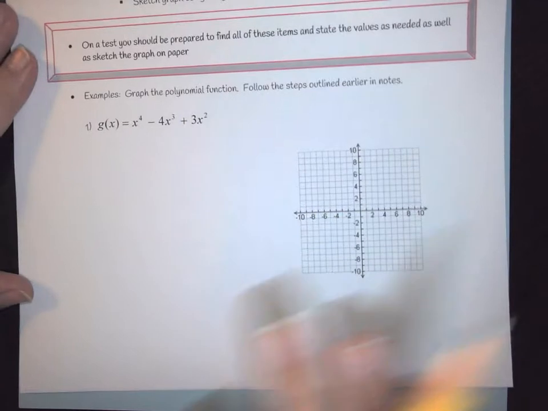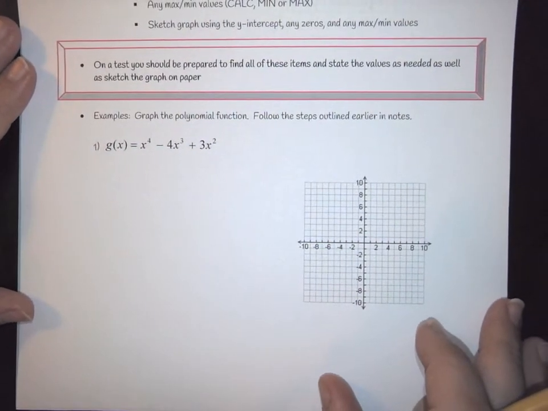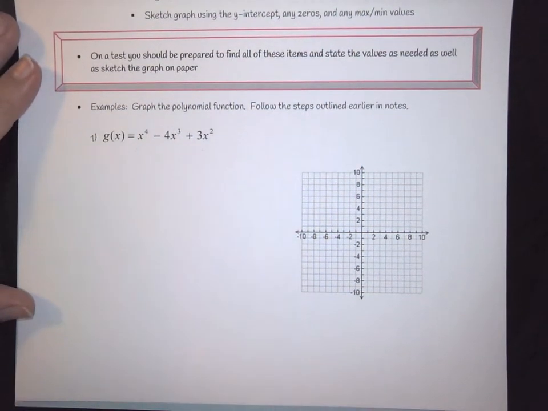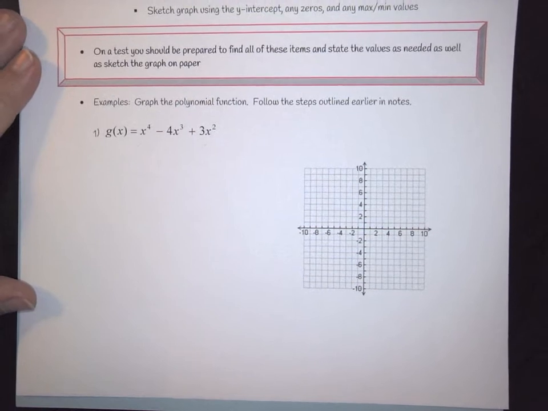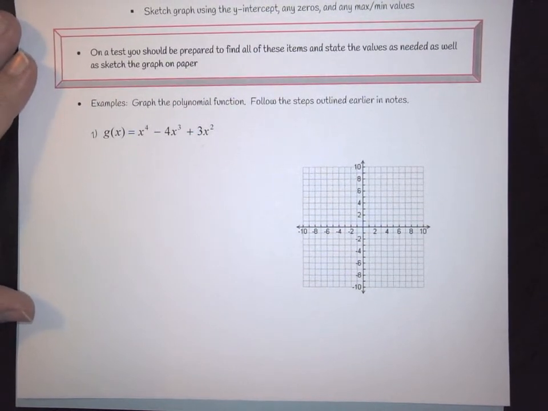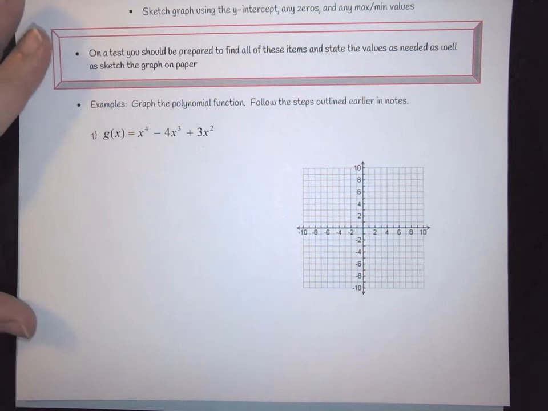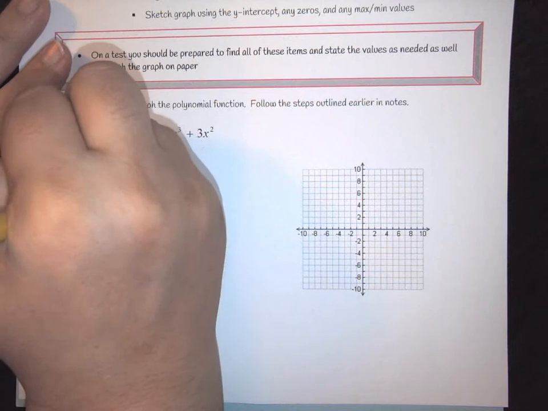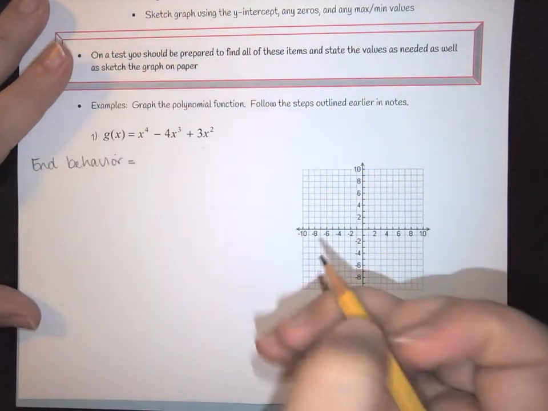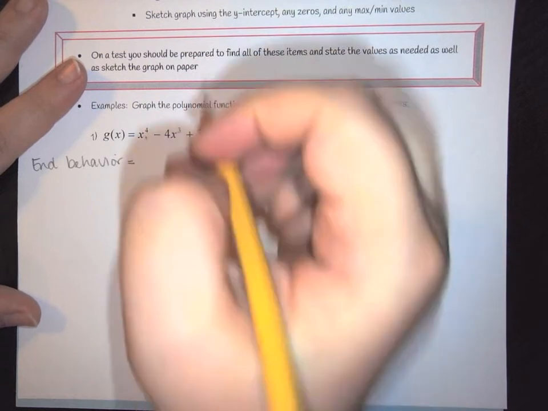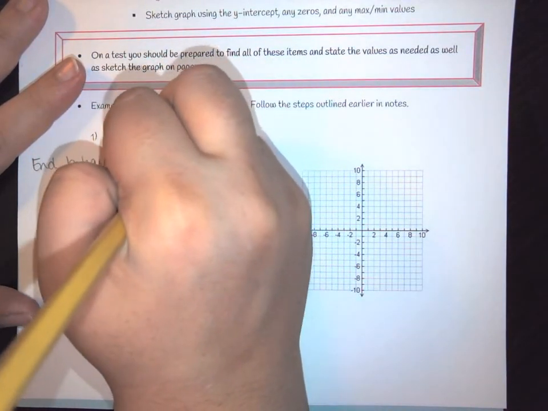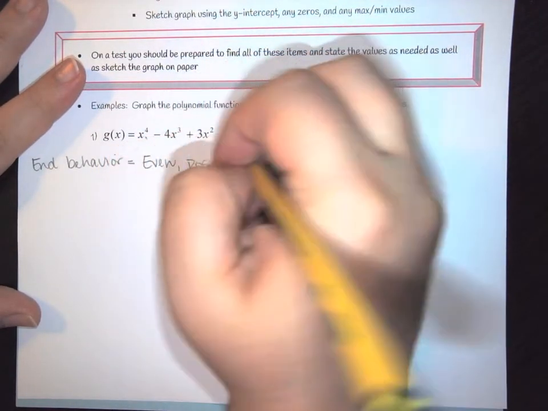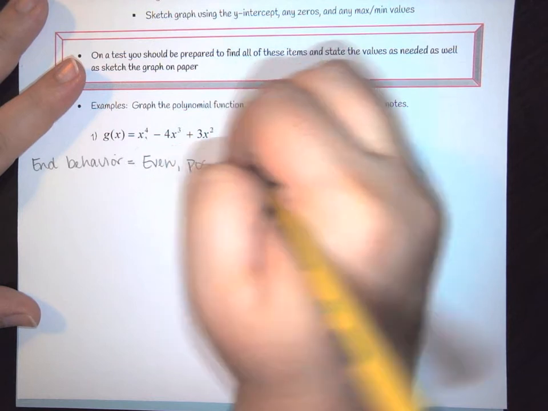So the easiest way is to look at an example. Okay. So here is an equation. We have x to the fourth minus 4x cubed plus 3x squared. And we want to be able to graph that. So the first thing that we need to note is your end behavior. So again, my highest degree is a 4, so my end behavior here is going to be even. My first term is positive, which means you are going to point up.